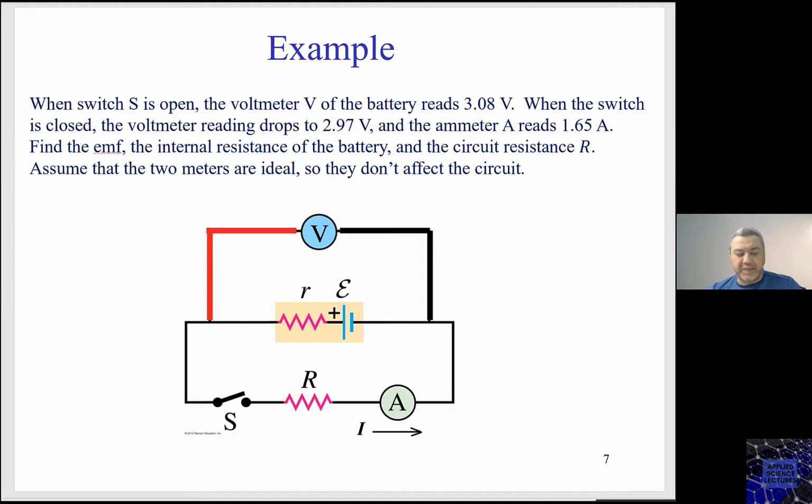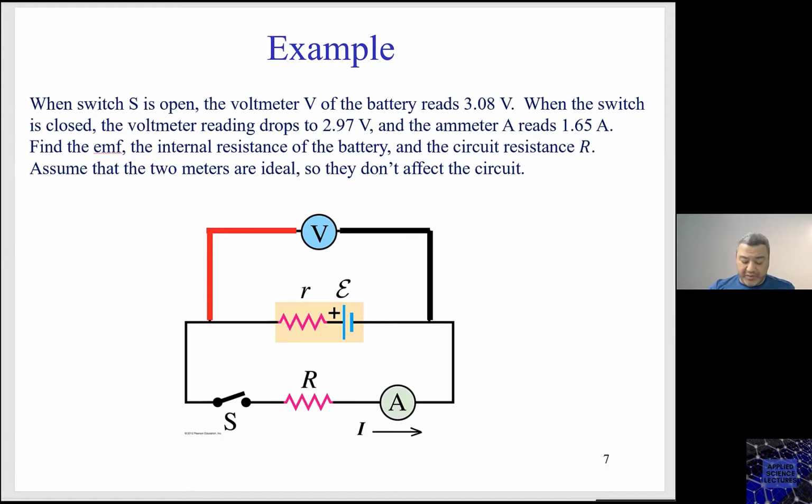Let's solve this example. In this example, we have a switch. When the switch S is open, the voltmeter V of the battery reads 3.08 volt. When the switch is closed, the voltmeter reading drops to 2.97 volts, and the ammeter A reads 1.65 ampere. Find the electromotive force, the internal resistance of the battery, and the circuit resistance R, capital. Assume that the two meters are ideal, so they don't affect the circuit.